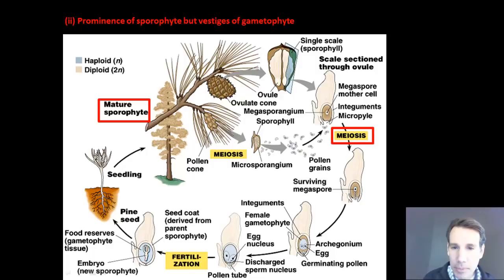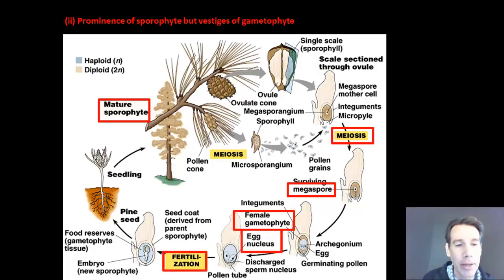It's going to undergo meiosis. It's going to produce a type of spore. Spores always make gametophytes. Gametophytes always make a gamete, in this case an egg. And that egg could get fertilized by a pollen grain, which is a type of sperm. And that will produce a new sporophyte again.